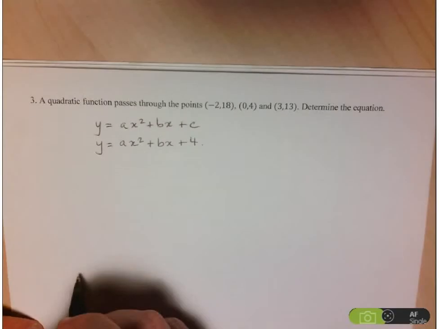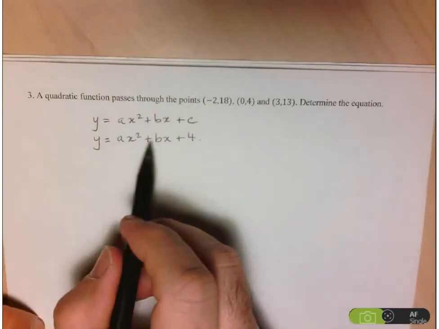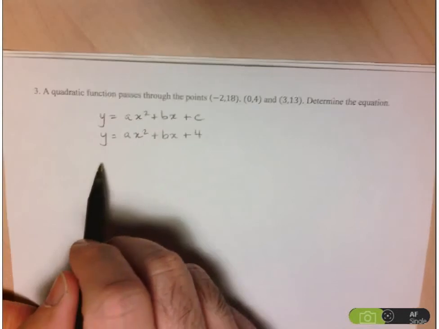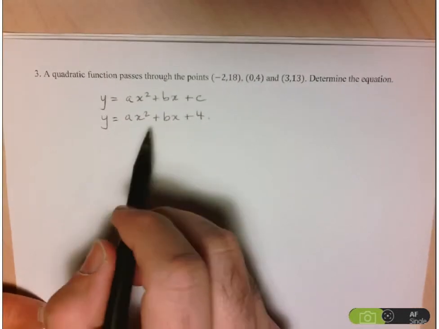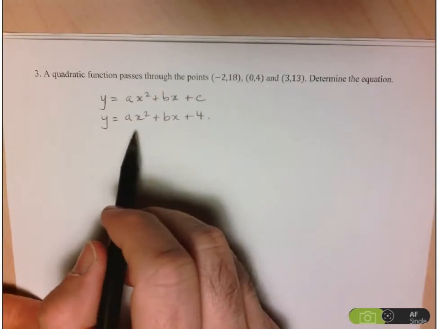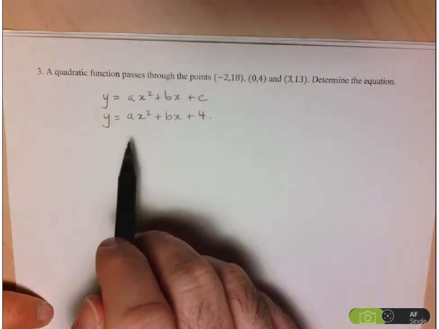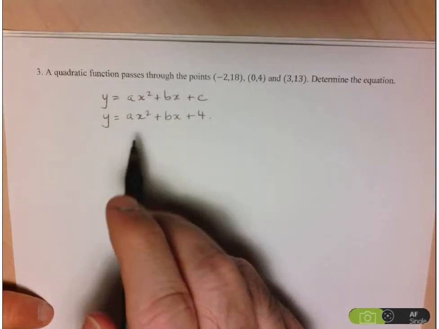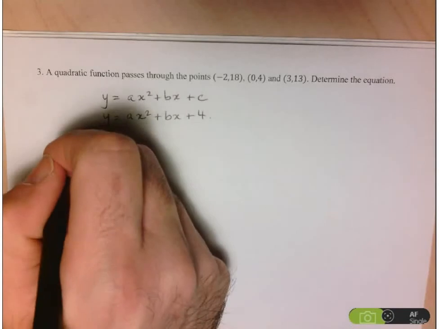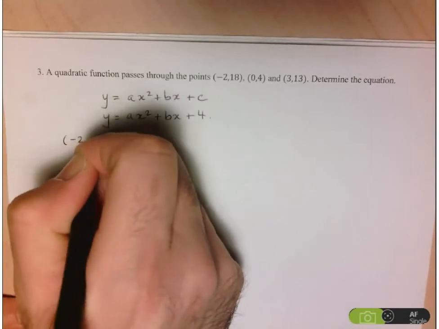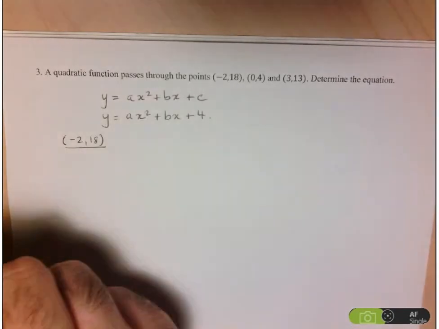So right off the bat, I can use one of my pieces of information to determine the c value. Okay, I now have the a and b unknowns that I still have to determine, and we're going to do what we normally do when we've got two unknowns, which is create a system of equations. So here I'm going to use the other 2 points to create 2 equations that I can solve to determine a and b. So we'll start with (-2, 18), and put that into the equation.